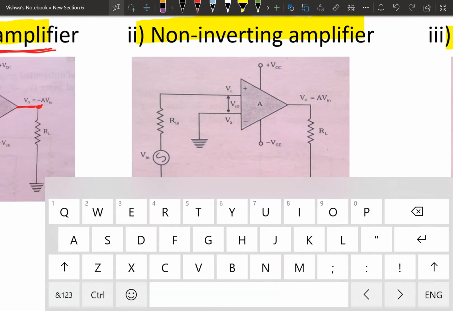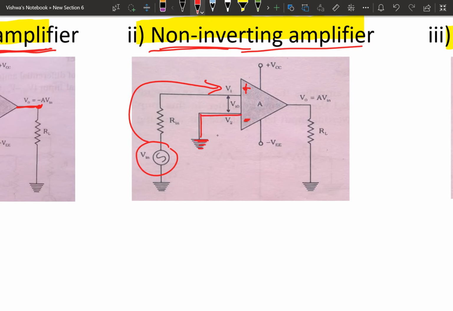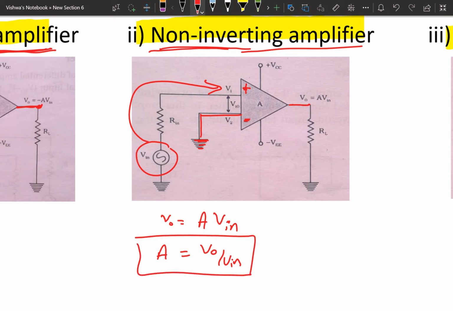Next, another kind of circuit is the non-inverting amplifier under open loop condition. Here non-inverting means the input signal is provided to the non-inverting terminal, that is the positive terminal of the op-amp. This is positive and this is negative. Now the input signal is provided to the non-inverting terminal, and the other terminal, the inverting terminal, is grounded. Then we get the output at the output terminal. The value of the output is now the gain times the input voltage. So gain can be written as V out by V in. In this equation there is no negative sign, which indicates both input and output are in the same phase.